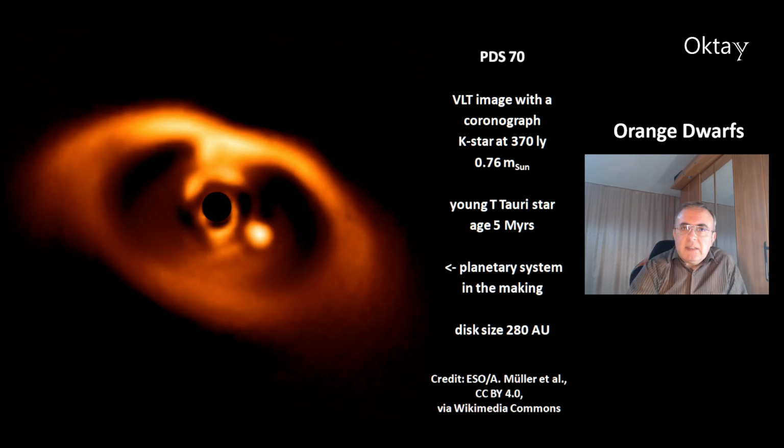This is a young star called a T Tauri type star. Its age is just 5 million years. And we can see in this image a planetary system in the making. That's the new planet that is about to form. And the size of the disk is 280 AU.